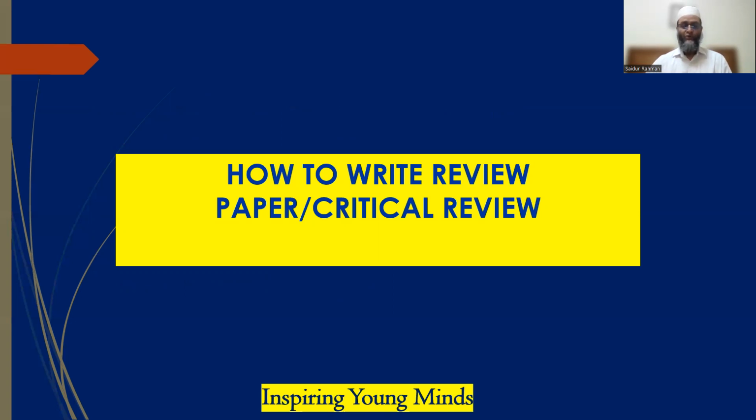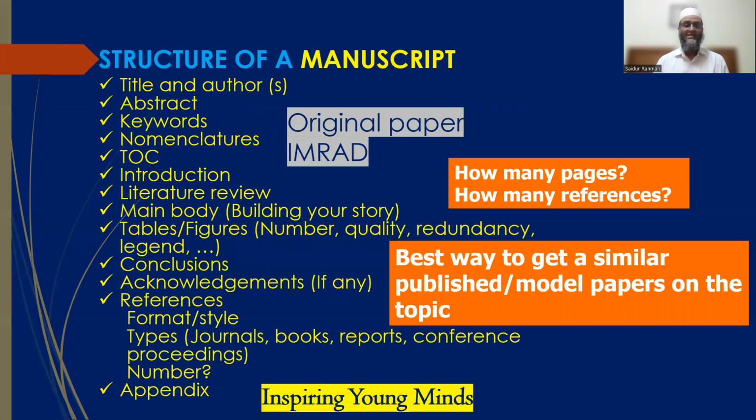So now I'm going to share how to write the structure of a paper. This is basically a rough structure of a review paper. When we write an original paper, it is defined by IMRAD. I stands for introduction, M stands for method, R stands for results, A stands for and, D stands for discussion. Of course, abstract and conclusions are minor elements, not included here.